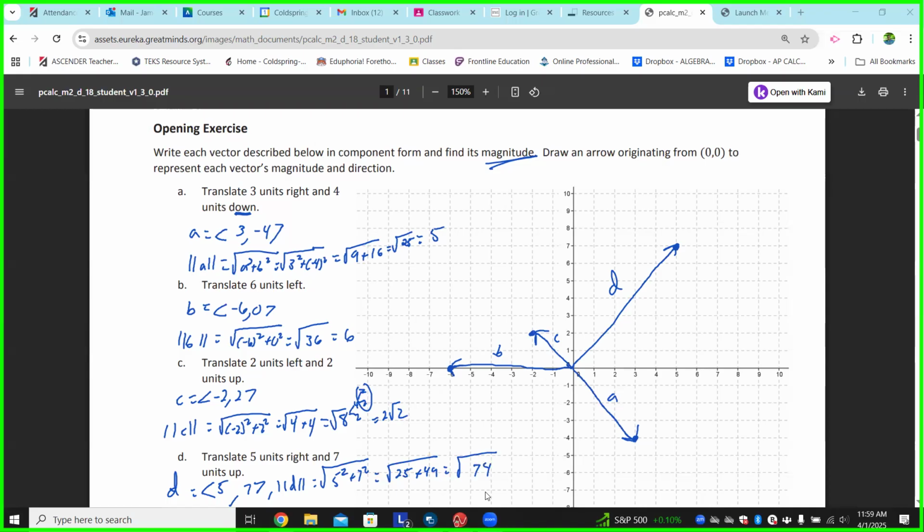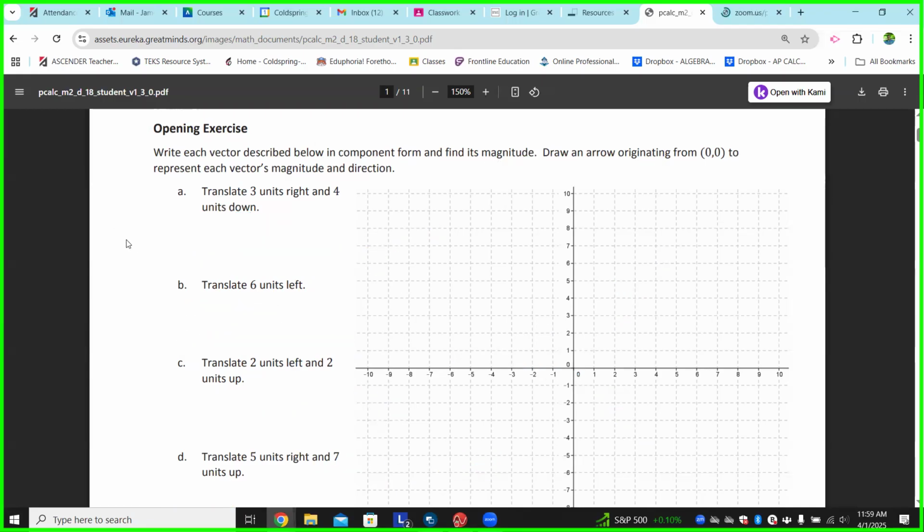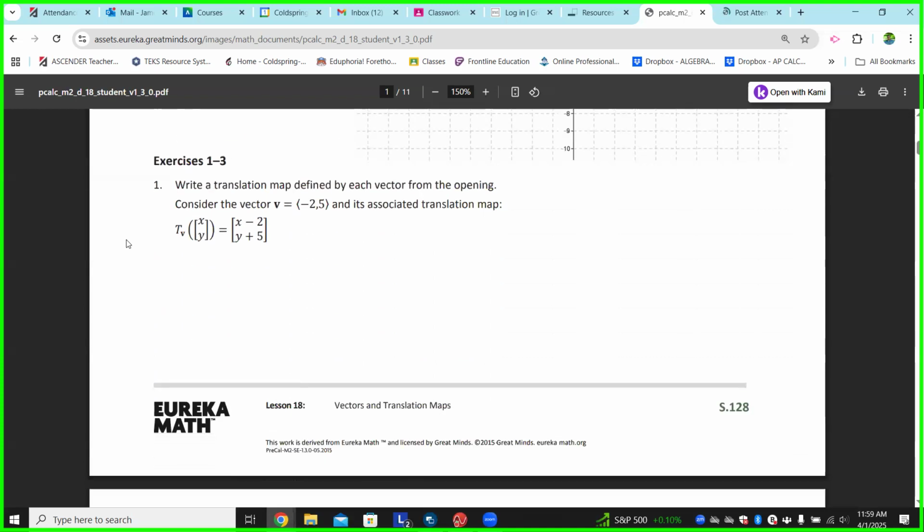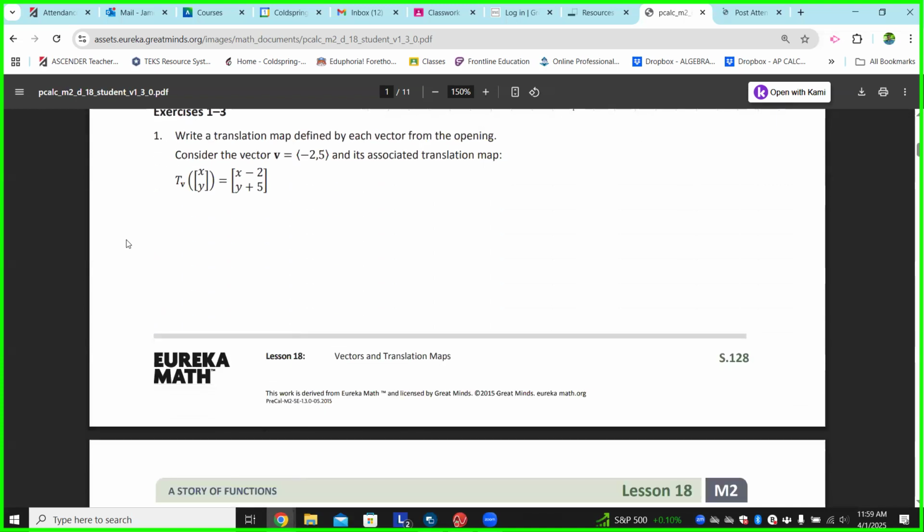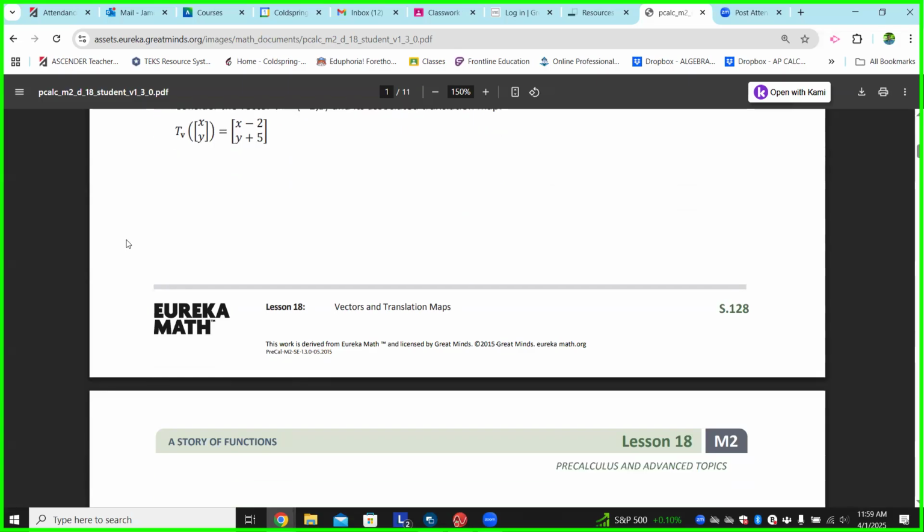74. And again, I'd probably just leave it like that. Any questions on what we talked about the last 2 days for the people that might have been out? Makes sense? All righty. So let's take this and let's go a little bit further with it. So on exercise 1 through 3, it says we're going to write a translation map defined by each vector from the opening. Consider the vector v equal to -2, 5, and it is associated with a translation map of T_v(x, y) gives you (x - 2, y + 5).